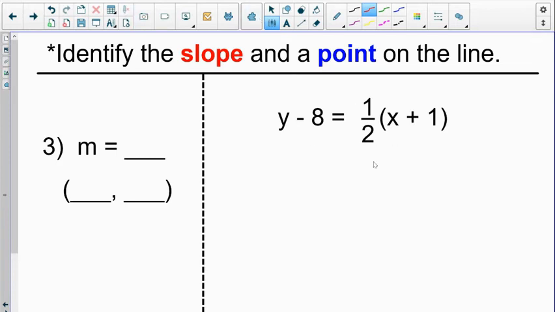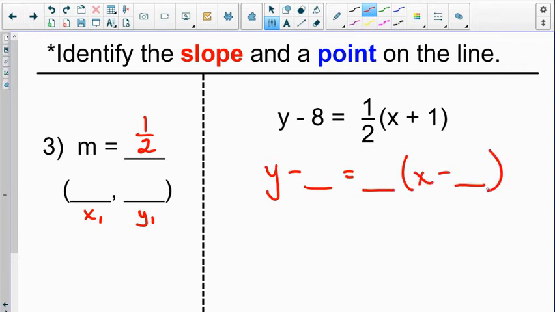So I always like to start with the slope because I feel like that's the easier one to point out. That's the number or the part right after the equal sign. So in this case, that's 1/2, right? My slope is always going to be right in that location. Now the ordered pair, remember it's x sub 1, y sub 1. So we're thinking, well, what numbers would y minus blank equals blank times x minus blank give me that equation on this problem? Well, I think I can tell that it's just going to be an 8 in that spot.